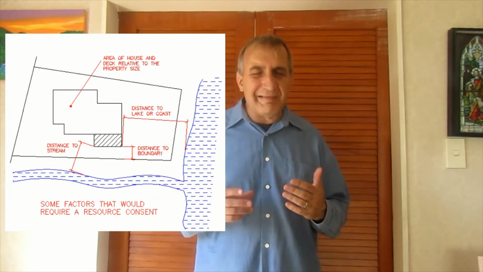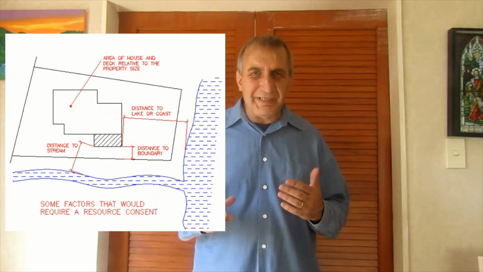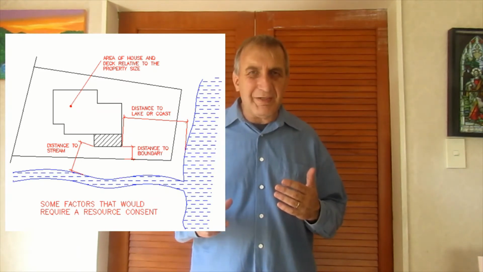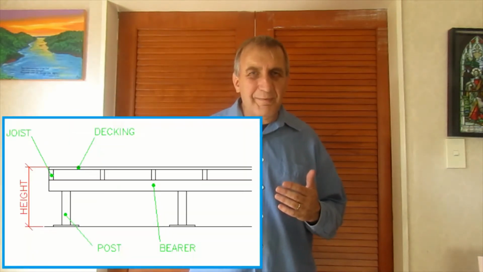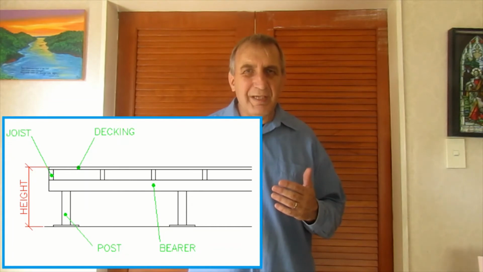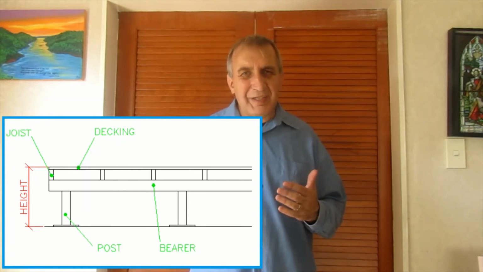For the building consent and resource consent, you may or may not need them, but they can start adding up the cost. We'll start with the resource consent. This is if you're building your deck close to a boundary, a stream, river, lake or the coast, you're going to need a resource consent. You're going to need a building consent if your deck is more than 1.5 metres above the ground. Both of those can bump up the cost quite considerably.